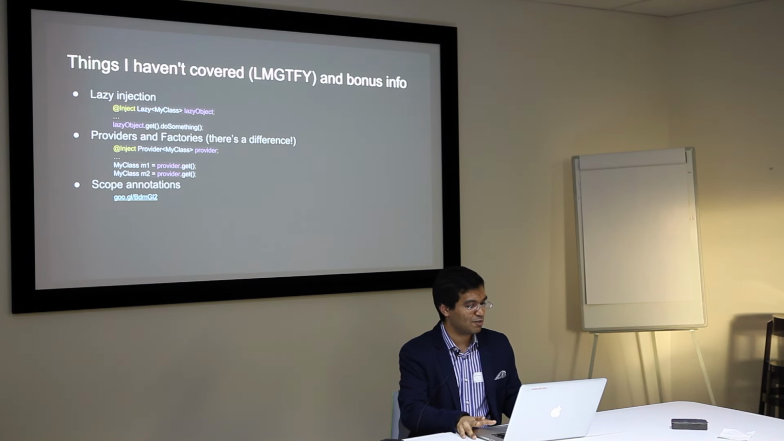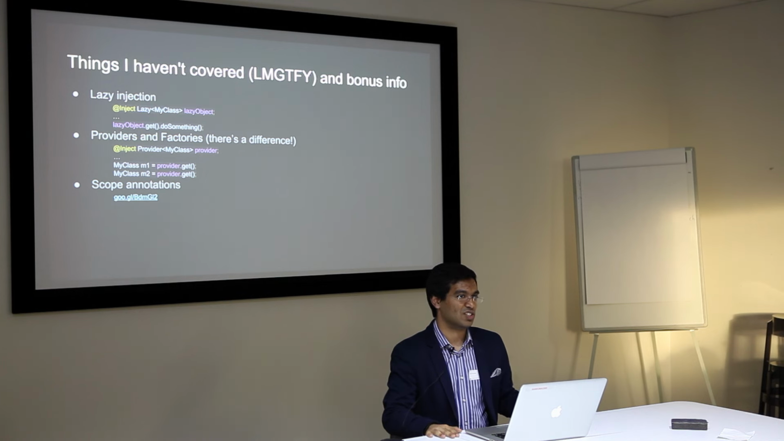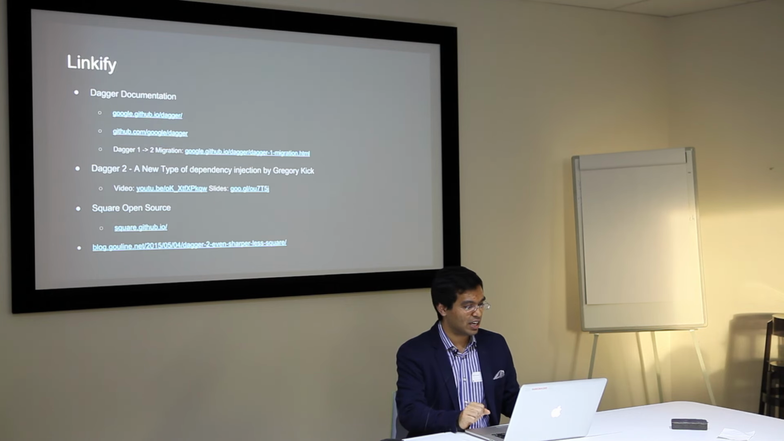A couple of things which I haven't covered, but you can check out online. Bit of let me Google that for you, and some bonus stuff. There is lazy injection, so whenever you say my lazy object.get, then it actually does the injection at that point in time. And there are actually providers and factories. So if you want multiple instances of the same type of object, you can do that. There's a difference, and there's actually some links in the speaker notes and some more information about scoping, annotations, and that sort of thing, and some links. So feel free to check it out.